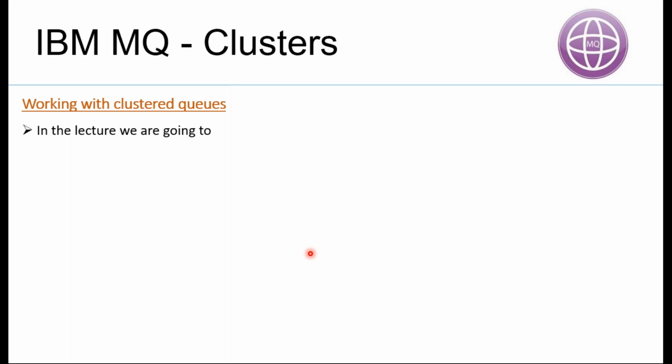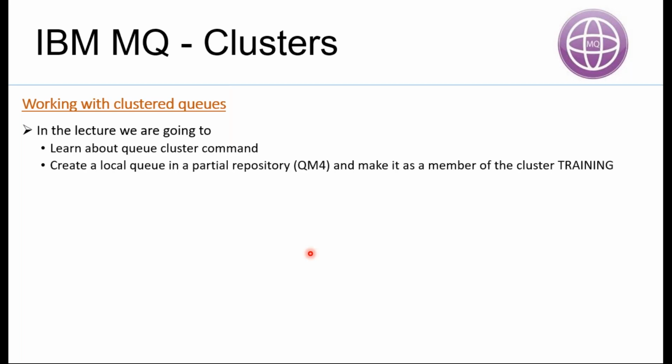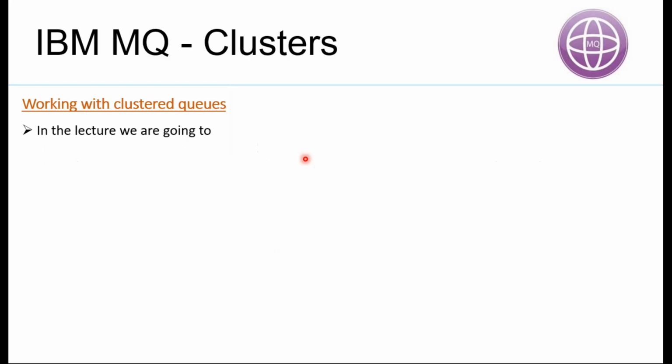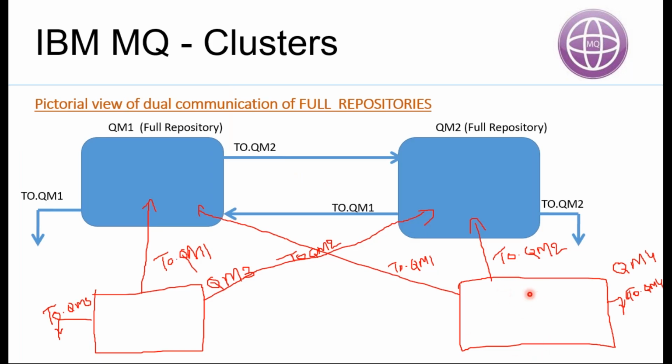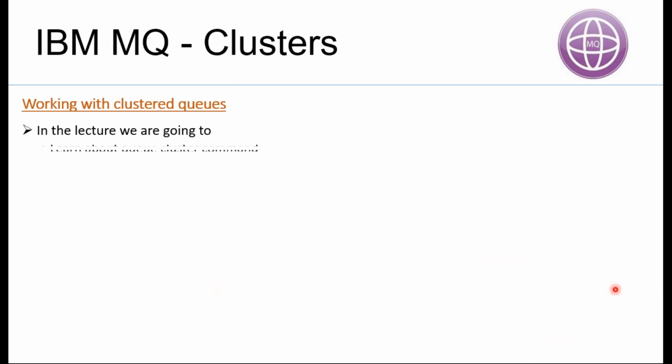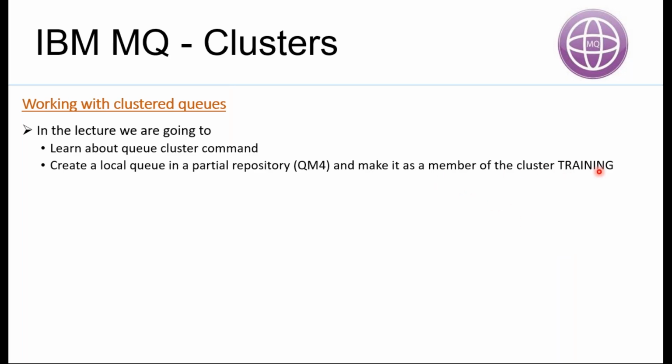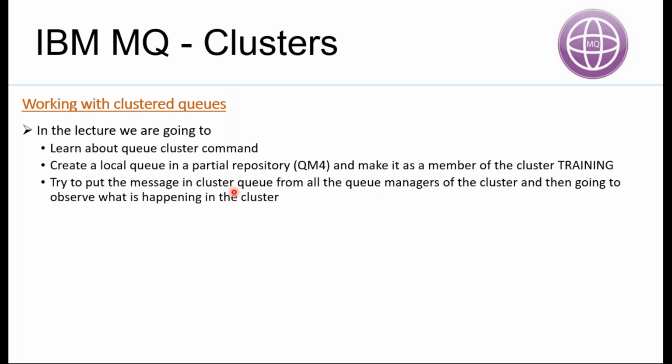In this lecture, we are going to learn about the queue cluster command. Till now we know about the queue manager cluster command, but now we are going to learn the queue cluster command. Then we are going to create a local queue in a partial repository called QM4, and make it a member of the cluster training so that the local queue becomes a member of that cluster. Then we will try to put a message in the cluster queue from all the queue managers of the cluster, and observe what happens.